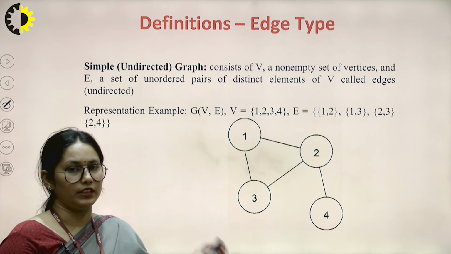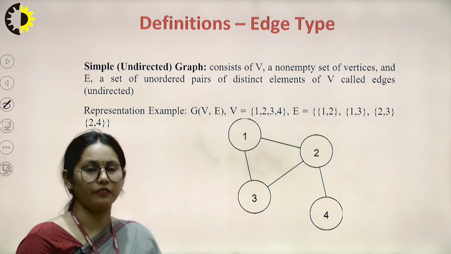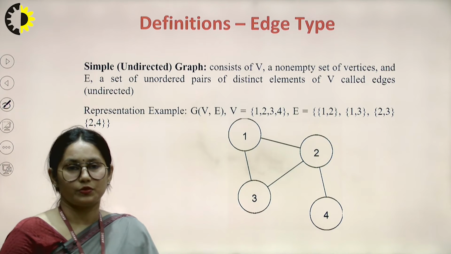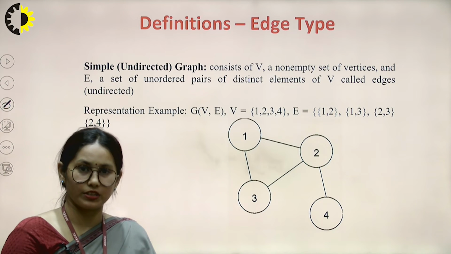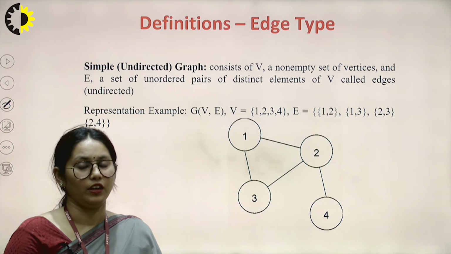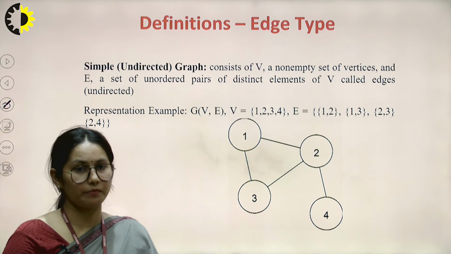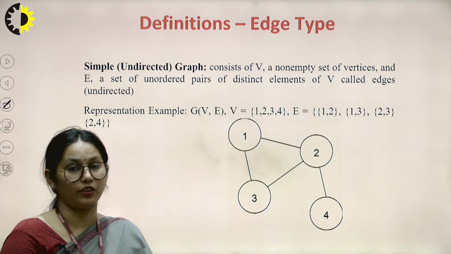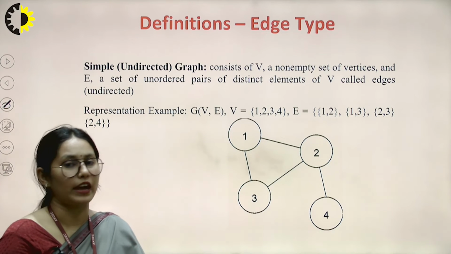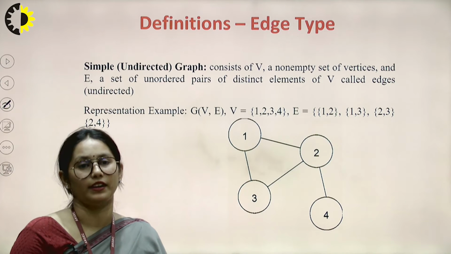Now there are the types of graph. First of all, start with the simple graph. A simple graph is a non-empty graph which has a set of vertices and edges among them, and those should be in unordered pairs. Unordered means it is a graph which does not have any direction, so it will be your undirected graph.